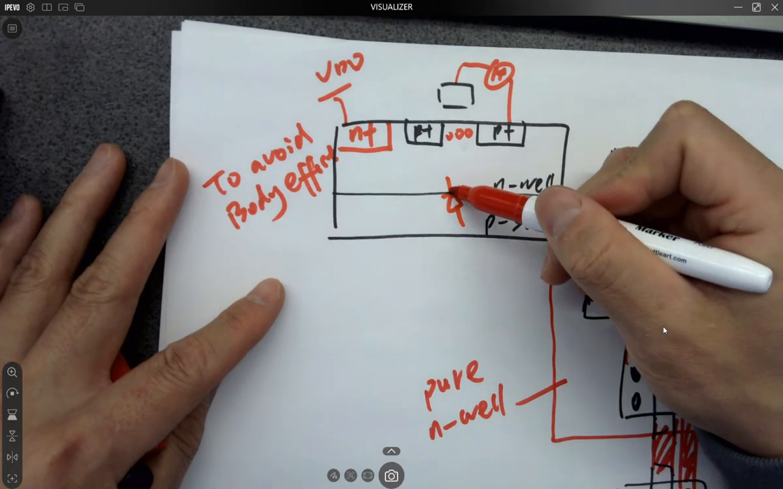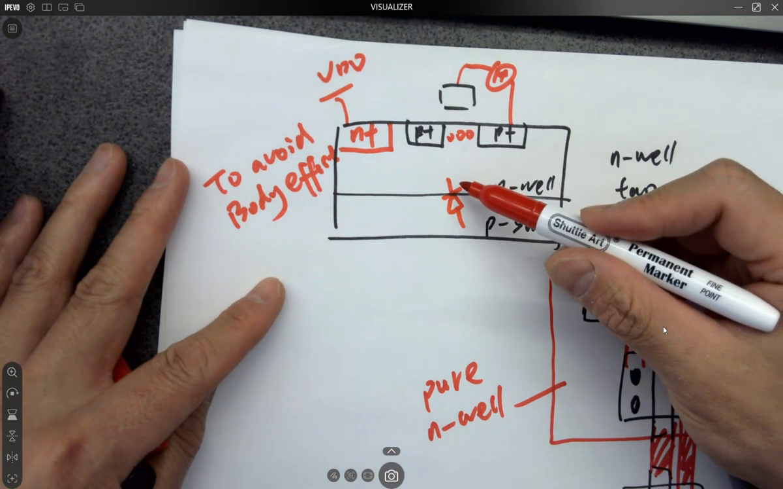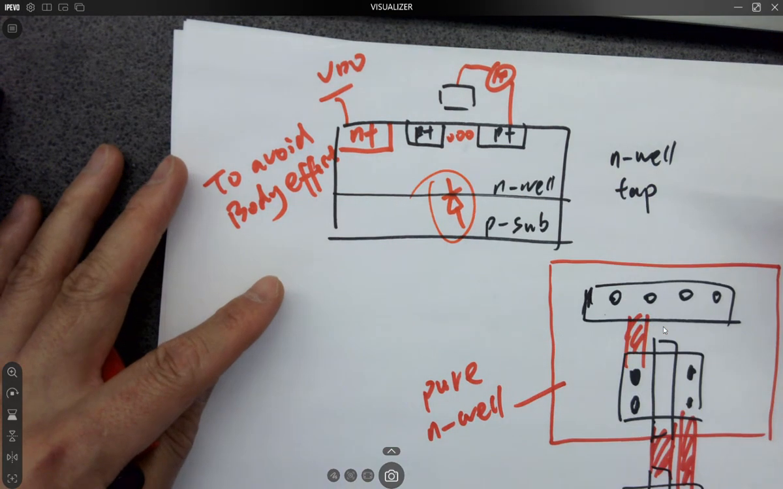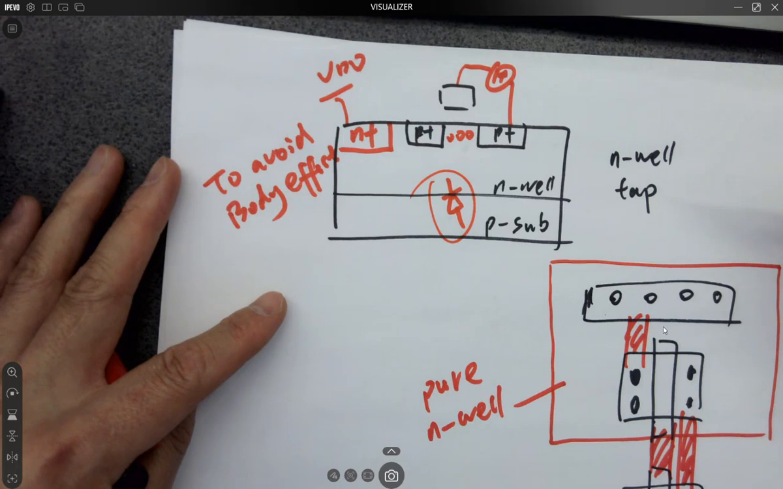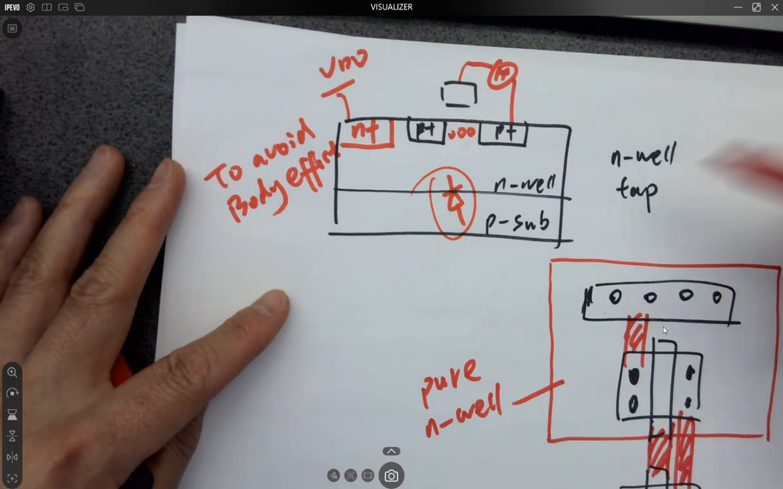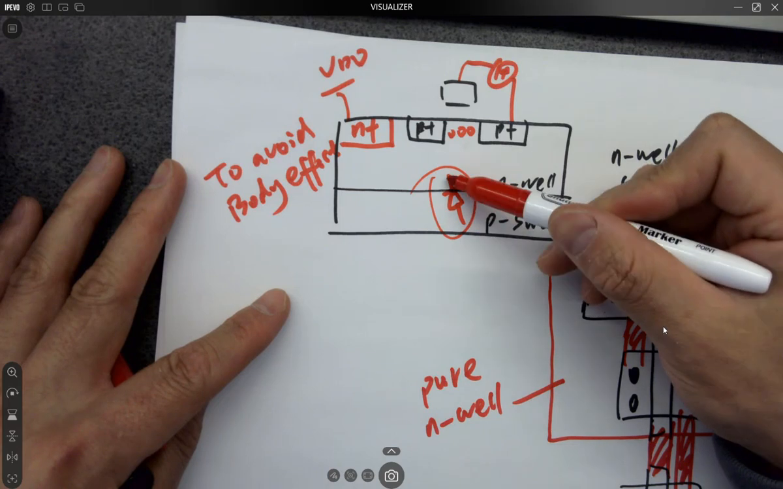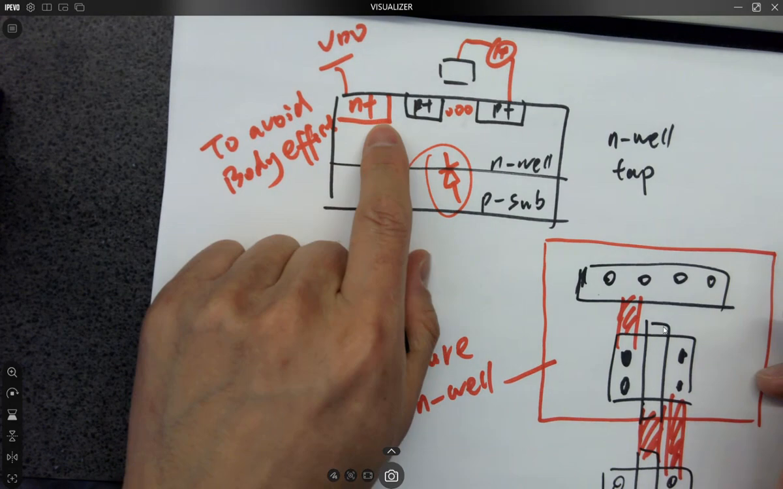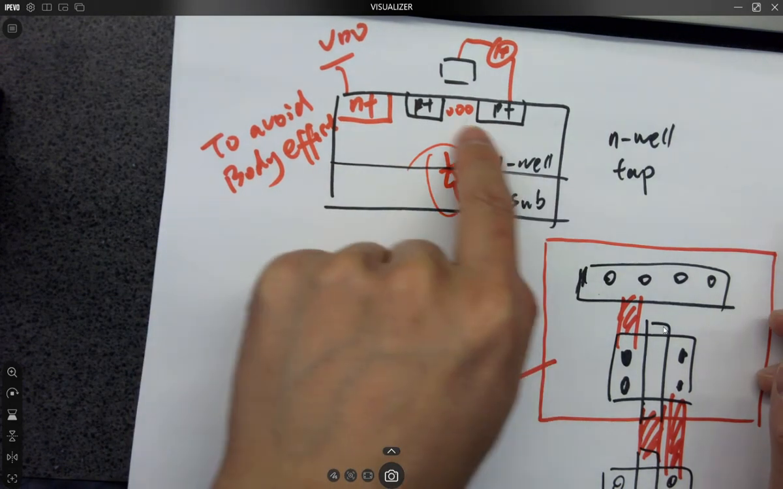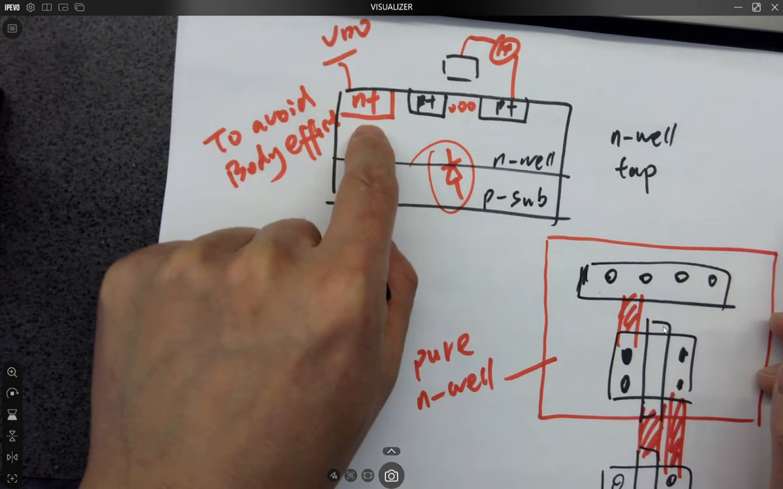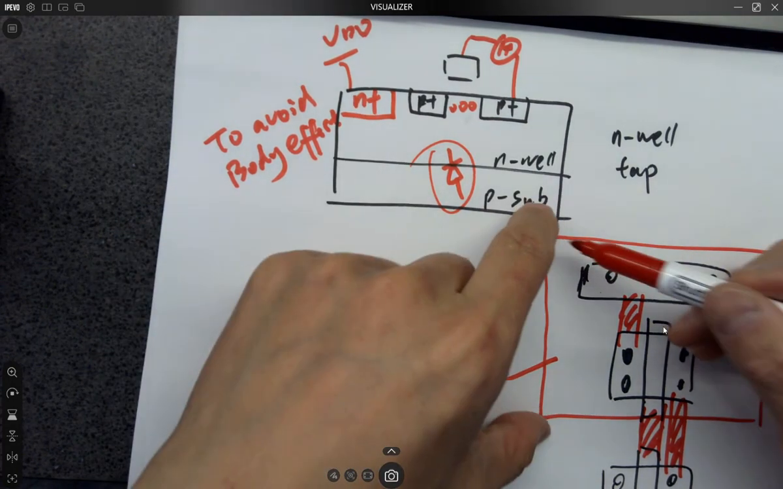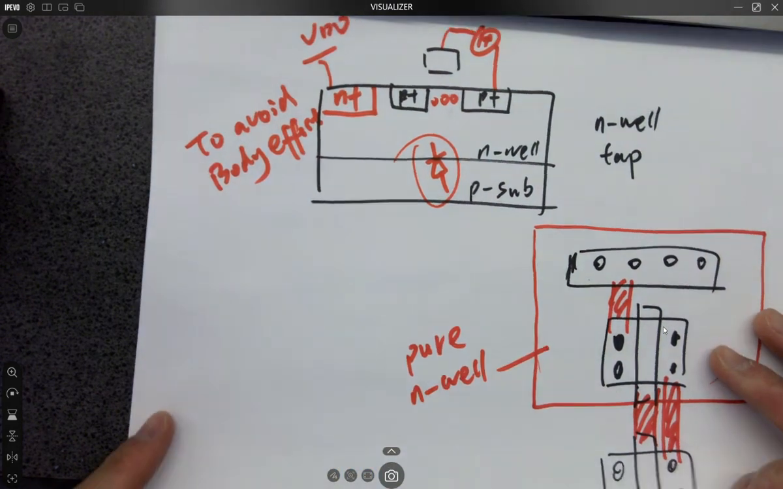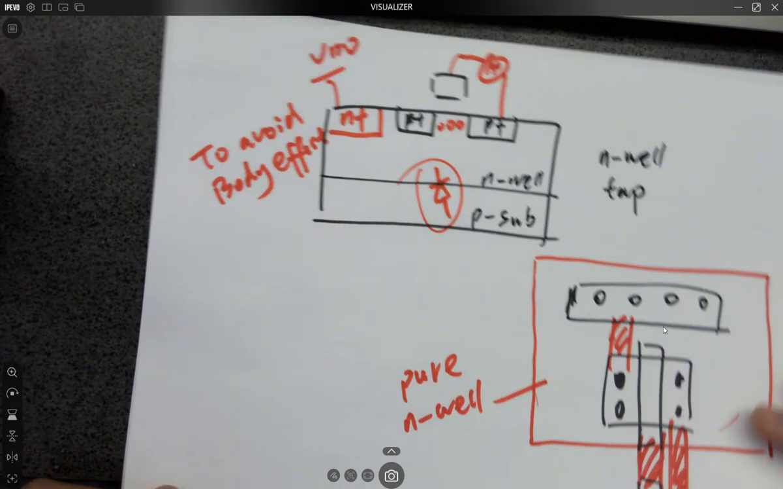So basically, you are shorting your cathode to VDD, so you can keep your diode always reverse biased, so it's not getting forward biased. You don't want this undesired diode to be forward biased. That is why you are shorting this one to VDD, right? So you want this N-well, which hosts the PMOSes and N-tap in the same N-well. So that's why we want to draw a pure N-well material to cover both the N-taps and the PMOS. Any question on this?